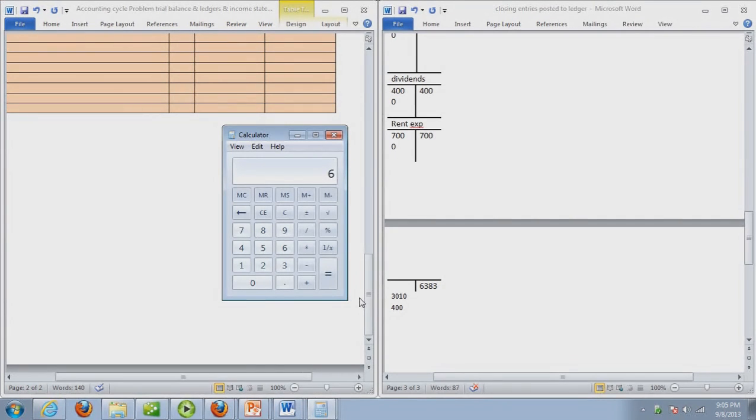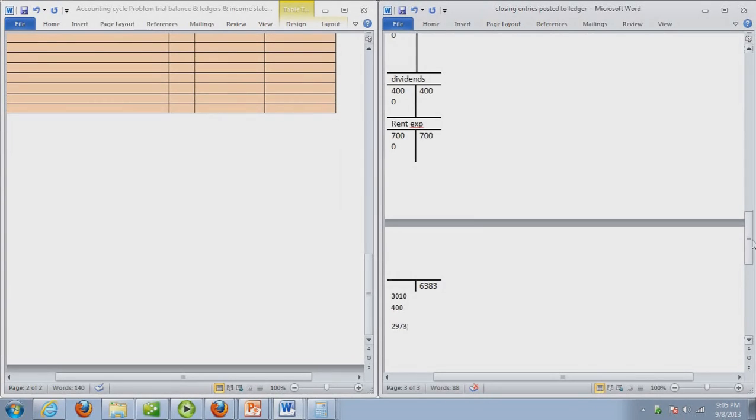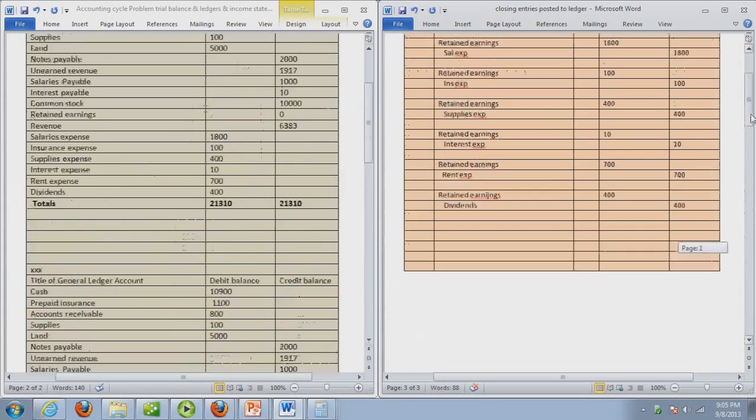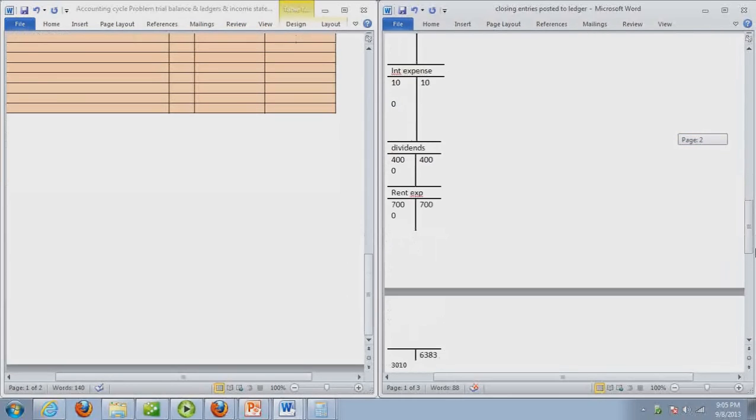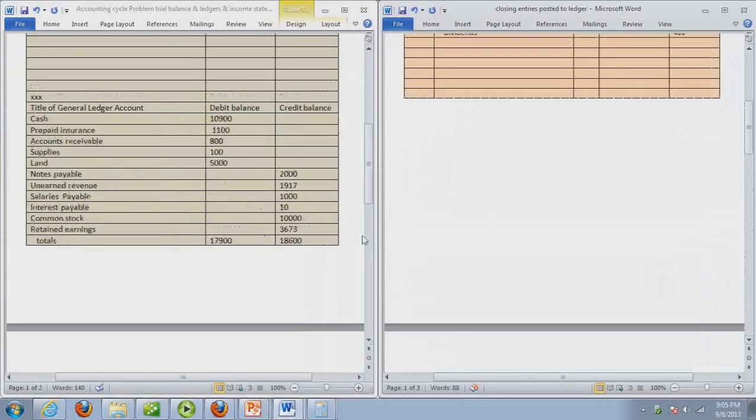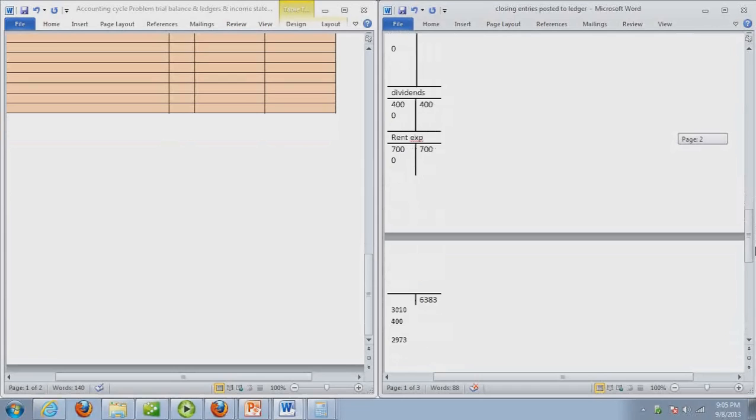So we have 6383 less expenses, less dividends. 2973. Okay, let's hope this is it. If not, we'll do something else anyway. So I just forgot the number. It's 2973. And let's do the total. Hopefully, again, we've got all the stuff on here this time. I sure hope.